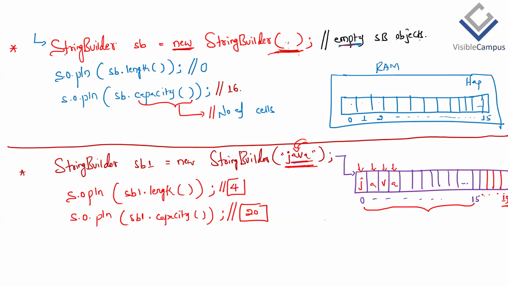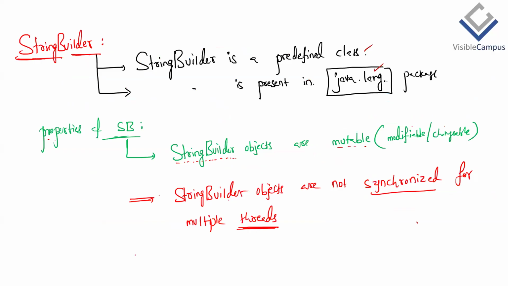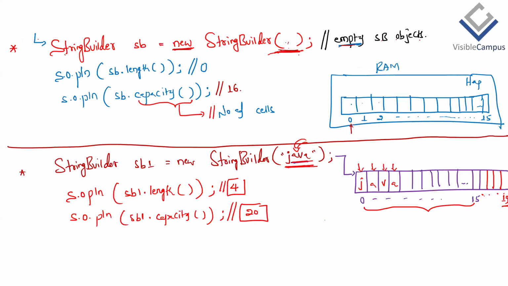When a programmer creates an empty string builder object and the JVM executes this line of code, by default a string builder object comes up with a capacity of 16 empty cells. Like string is internally a character array, string builder is also internally a character array. That's why these cells are indexed from 0, so since there are 16 cells, the last will be 15.